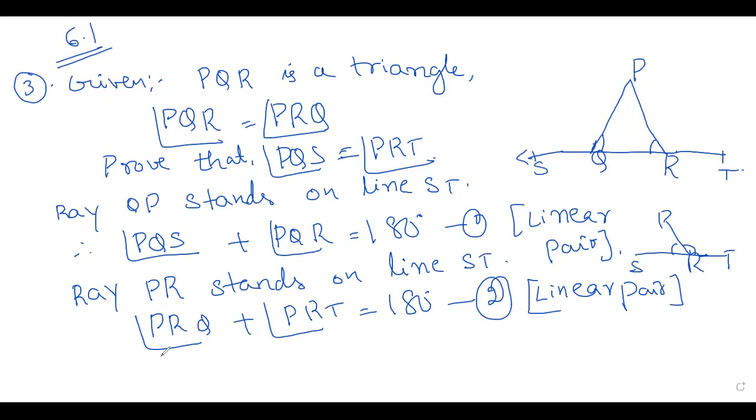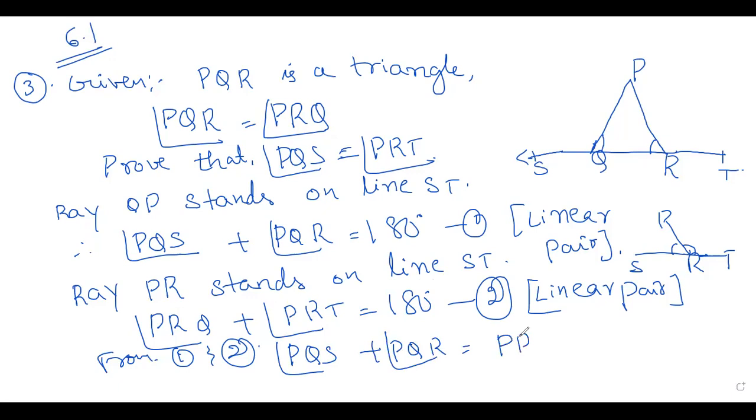Then from 1 and 2, equation 1 and equation 2. See, right side both are equal. It is also 180 degree. It is also 180 degree. So equate the equations. How can you write? Since both are 180 degree, PQS plus PQR is equal to, we are showing both are equal, PRQ plus PRT because RHS is same for both. Right? So you can write like this, children.